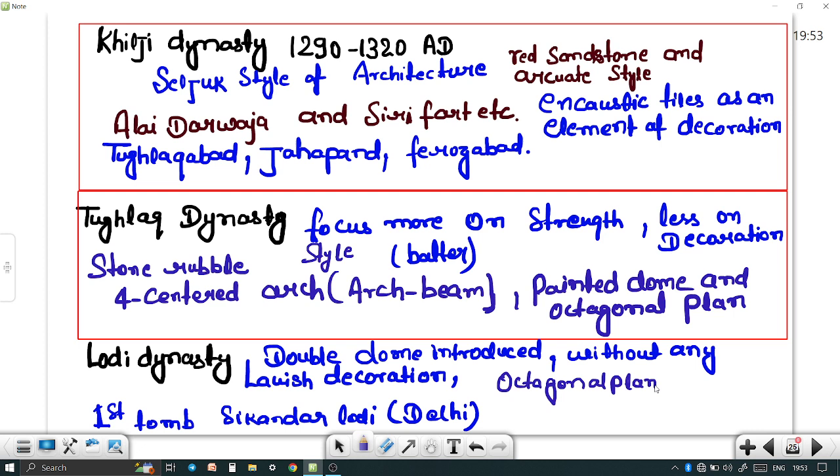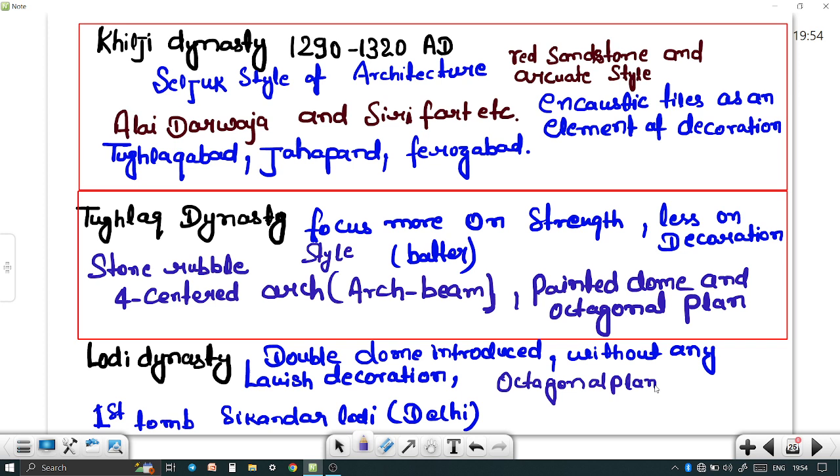Public buildings of the Sultanate period comprised sarais, bridges, bawlis, dams, kacheris, basically administrative buildings, Kotwali, police station, Dak Chowki, that is post station, Hammam, that is public bath, and Katra, market places. Sarai was introduced in India by the Turks in the 13th century, and the earliest mention of the existence of sarai is from the Balban time, that is 1266. So, this was an important public building of the Sultanate period.